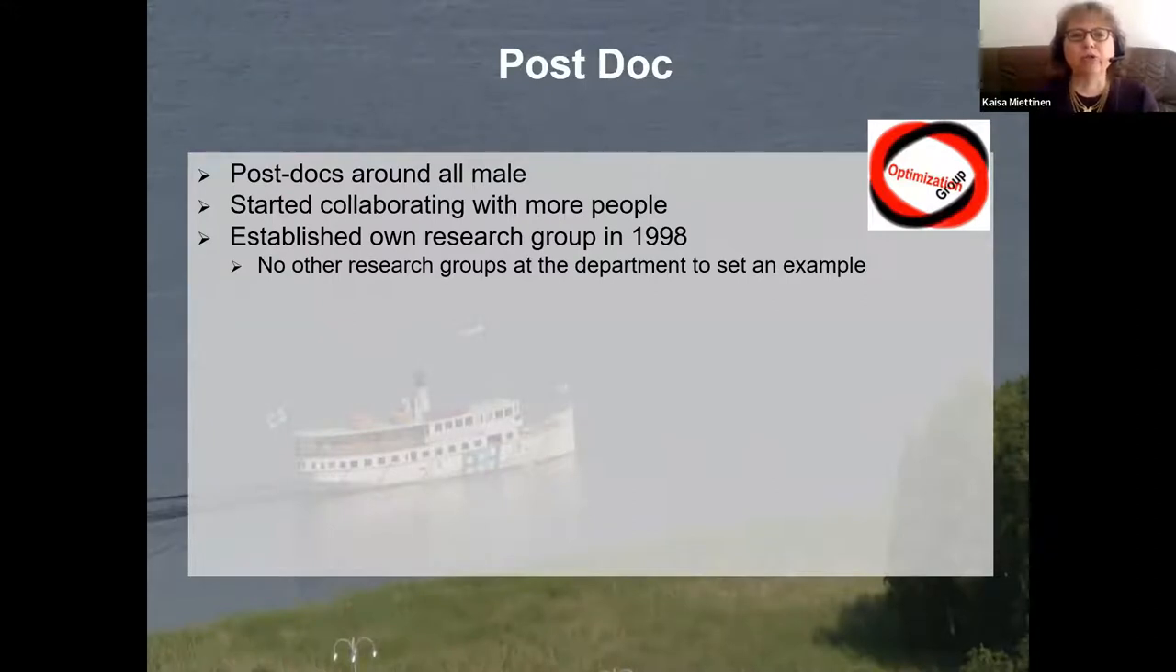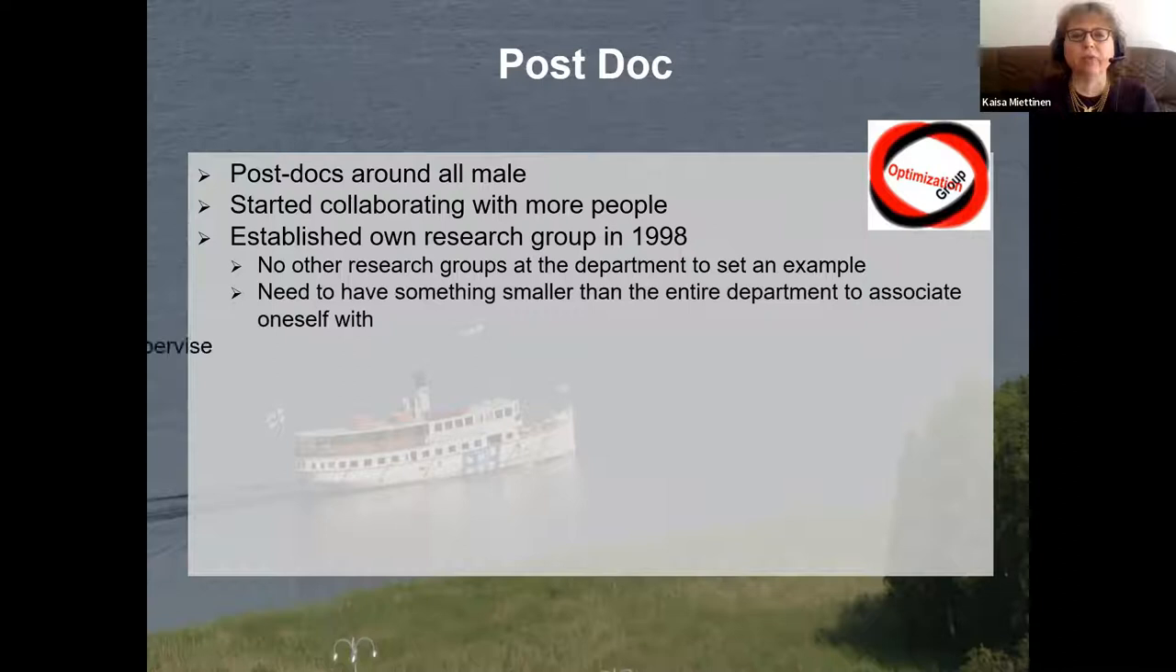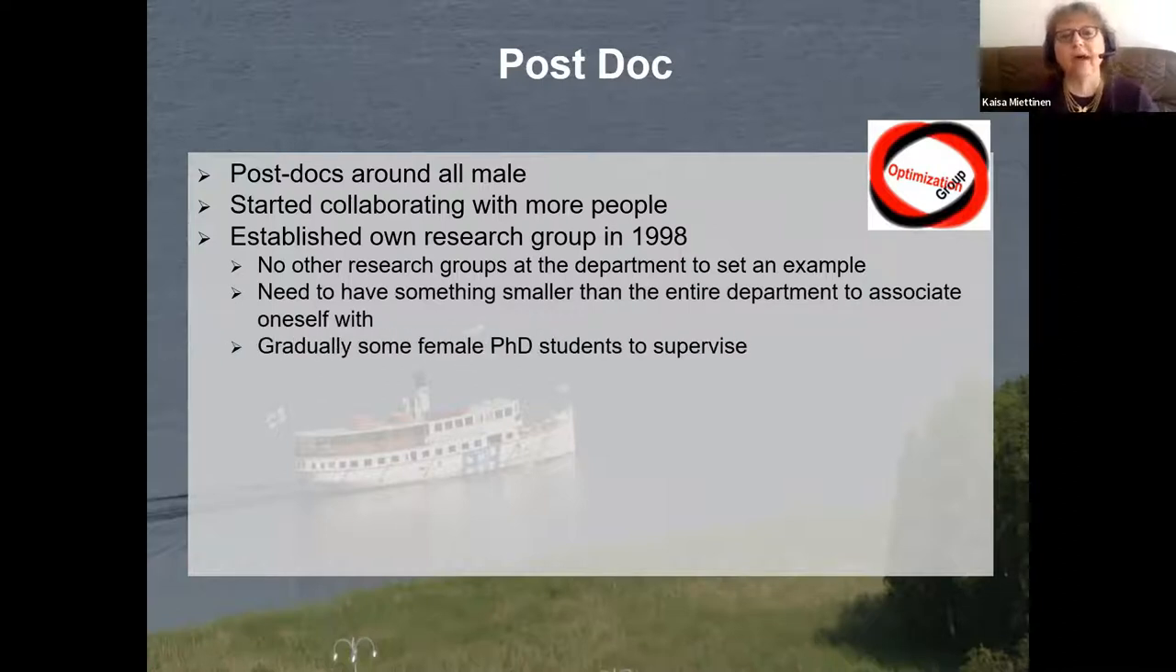As a postdoc researcher, I started to collaborate with more and more people around, and I established my own research group. There was no other research group at the department, but I just felt that a department is too big an entity for people to really associate themselves with. So I felt that it would be good to have a research group where people with mutual interests and complementary skills would be working more closely together and supporting each other.